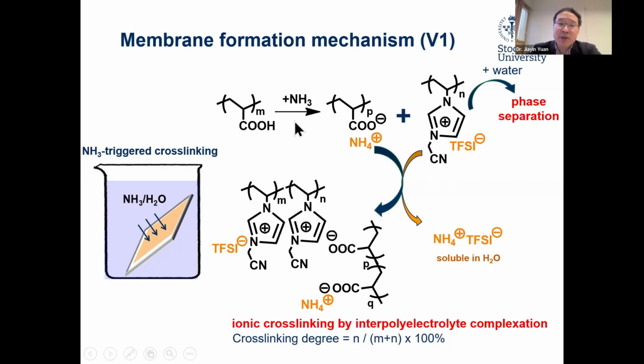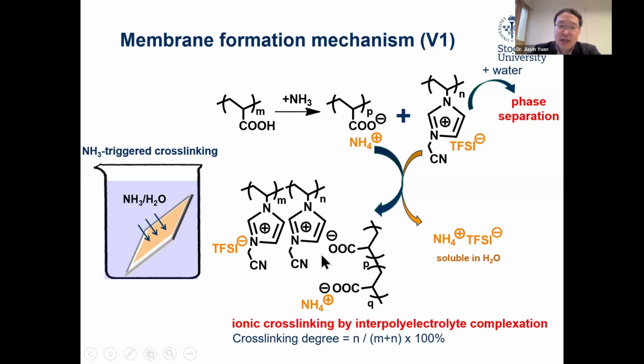The next process is initiated by the diffusion of ammonia into the polymer blend film. Ammonia reacts with polyacrylic acid. It generates polyammonium acrylate. Now it is actually a polyanion. So you have polycation, you have polyanion. They are already mixed together. This causes immediately the interpolyelectrolyte complexation between both, forming the ionic bonding between the imidazolium cation and the carboxylate. At the same time, you release the ammonium TFSI as a low molecular weight salt into the solution.